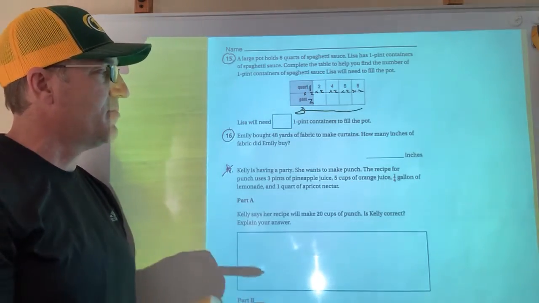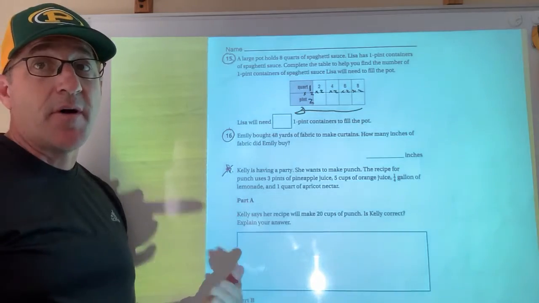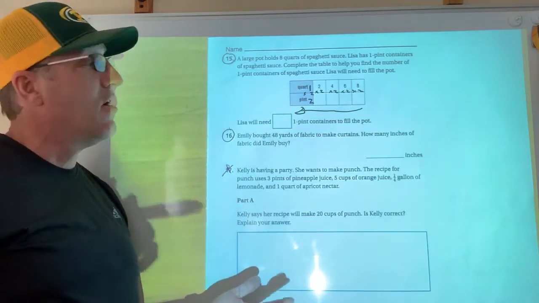Emily bought 48 yards of fabric to make curtains. How many inches of fabric did Emily buy? You can do this in one large step. How many inches are in a yard? It's on the chart. Or you can do it in 2 steps.